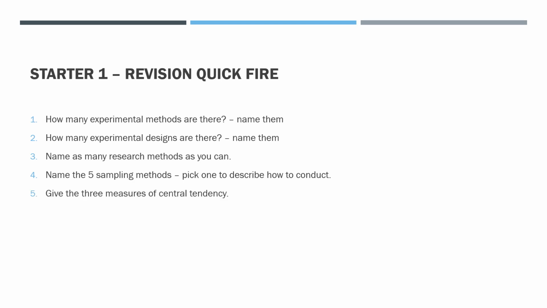Number 5, give the 3 measures of central tendency. So I've thrown this one in there because central tendency is the word that the examiners will use, and that will throw you off. All it means is mean, mode, median. Number 6, how many participants were there in Milgram's original study? So the answer is 40, all male between 20 and 50 years old.